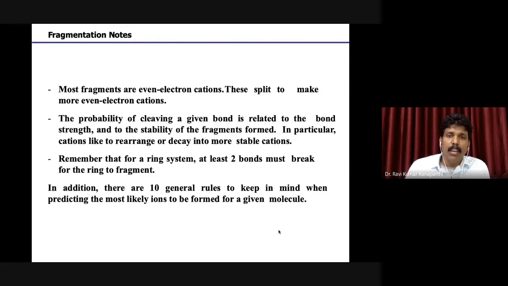The probability of cleaving a given bond is related to the bond strength and the stability of the fragments that are formed. Whether a particular bond cleaves or breaks depends first on the stability of that bond, whether it is a single, double, or triple bond. Within a single bond also, how stable it is, or within a double bond, how stable it is. These are the factors that really determine it.